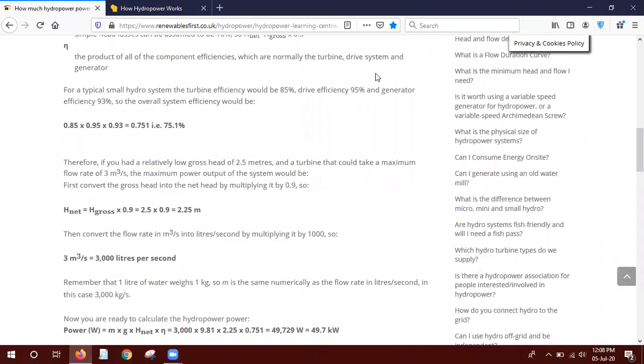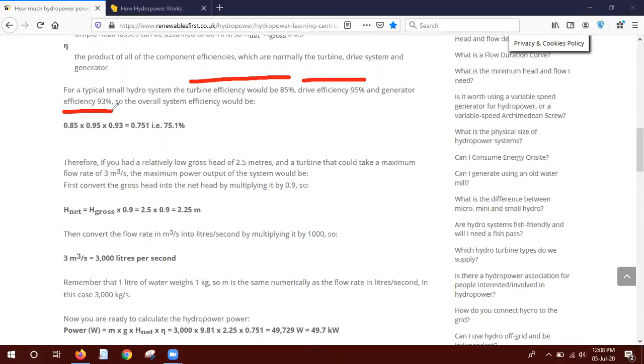You can also see one more thing that needs to be discussed. Suppose for a hydroelectric power plant, your turbine efficiency is 85%, your drive efficiency is 95%, your generator efficiency is 93%. So what will be the overall efficiency? Always remember that if you have several efficiencies, several systems, to get the overall efficiency, you can multiply all these.